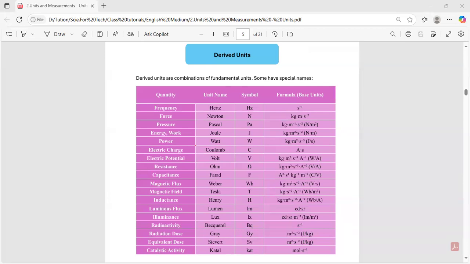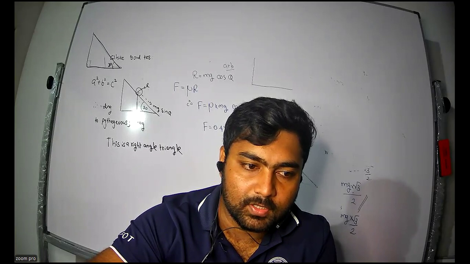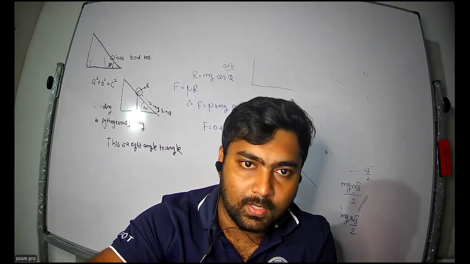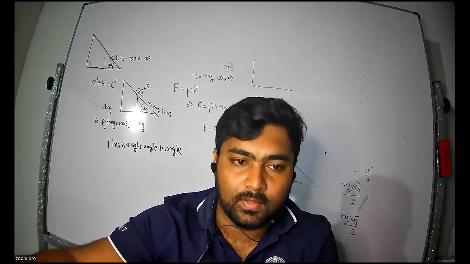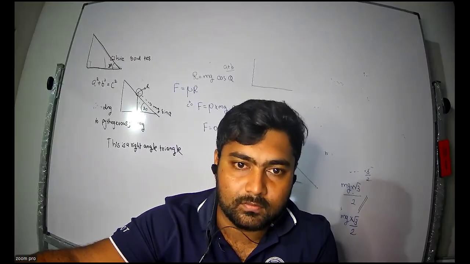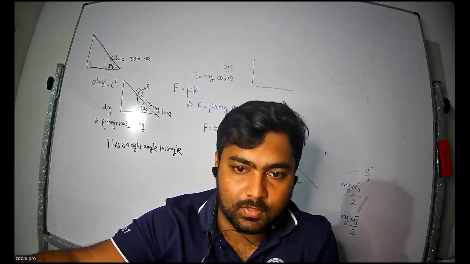Then write: some of the derived units have special names, while some of the units don't have a special name.